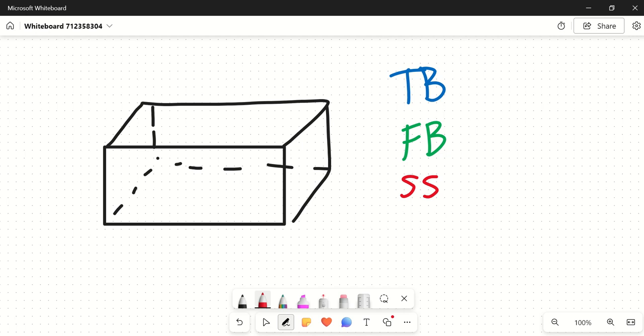So, I'm going to give you some measurements here. Let's say this is 12 inches. This side is going to be 5 inches.